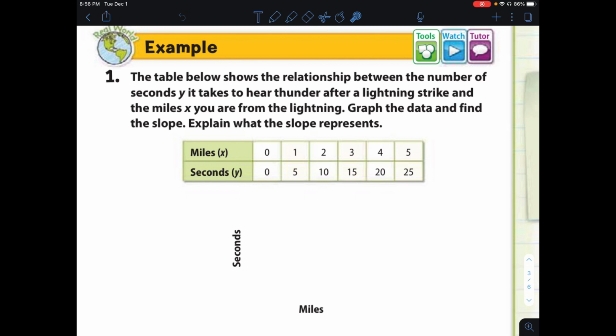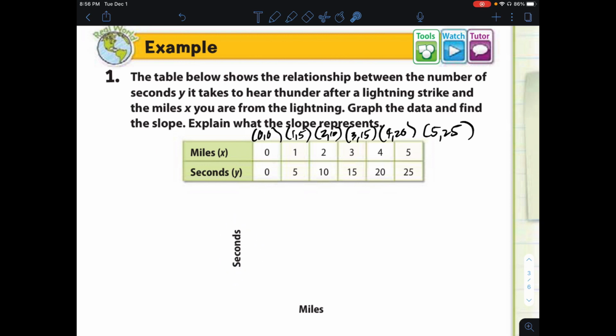So we have ordered pairs (0, 0), (1, 5), (2, 10), (3, 15), (4, 20), and (5, 25). These are the ordered pairs that we are going to plot on our graph. And if you notice here, it says that miles is on the x-axis. So you see here, miles on the x-axis and seconds on the y-axis right here.